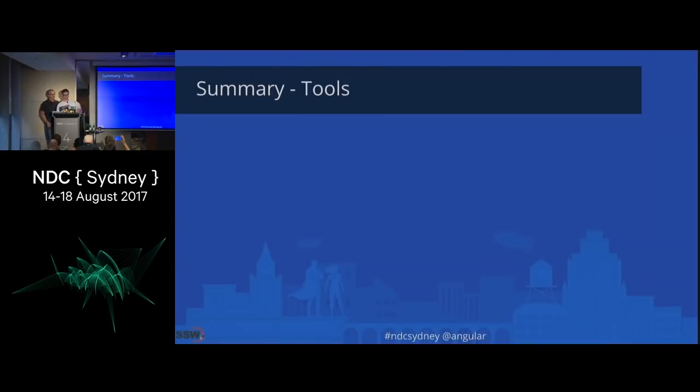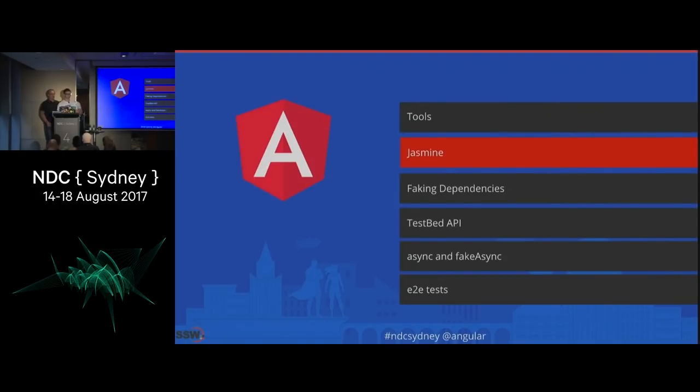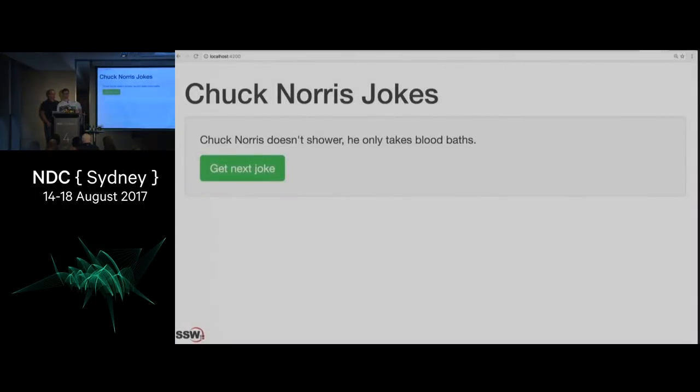So in summary for the tools, we think the CLI is awesome and that you should be using it for most projects, and that Karma and Protractor and Jasmine really are the default for the community at the moment, and that you should check out Wallaby.js. It's pretty cool and can help out. And we'll be using it a bunch today, so you'll get to see it. So let's move on to talk about Jasmine for a second, and let's jump in and actually write some tests.